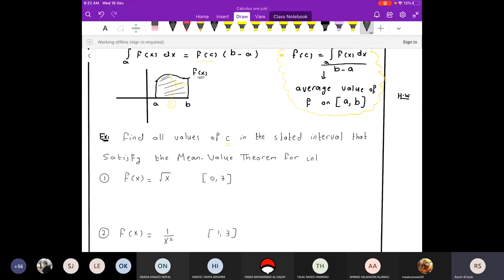Simplify: 2 over 3 times the square root gives this 3 times the square root of 3, which equals 3 times the square root of c. This one and this one cancel. So we get 2 square root of 3 over 3 equals the square root of c. We can simplify it to 2 over the square root of 3. Now to get c, what is c?